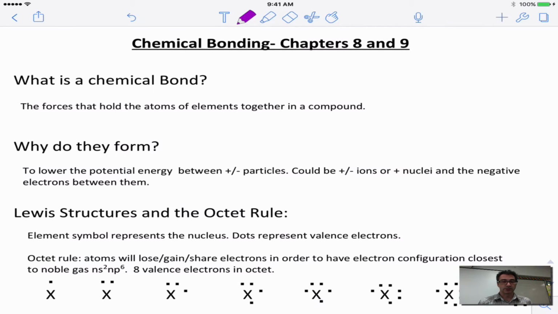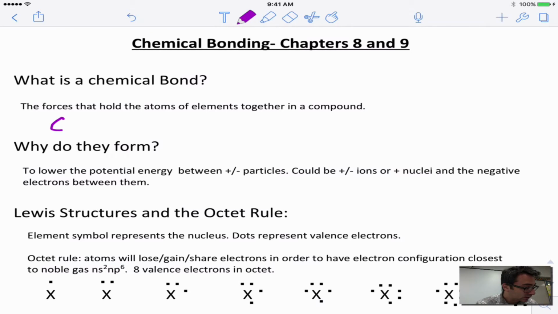And so what we're going to talk about today are different types of bonds, and we're going to start with ionic bonds. So before we get into ionic bonds, I want to talk to you a little bit about generally what a chemical bond is. When we think about a chemical bond, it's really the forces that are holding together the atoms or elements in a compound.